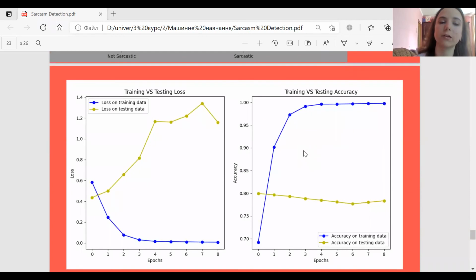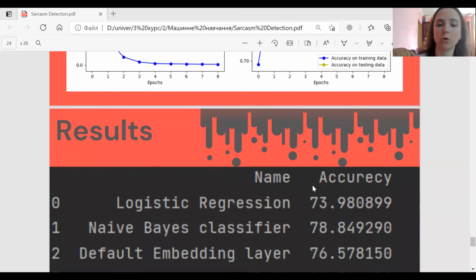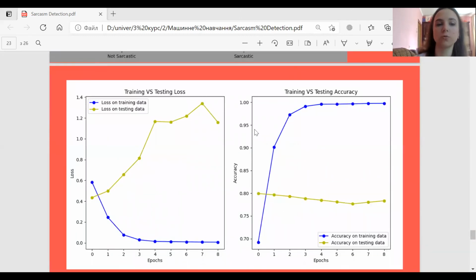And again, the loss on the training data goes lower while training, but goes higher during testing. And the accuracy is way higher on training data, but during the testing it goes lower. So this shows that the model seems to be overfitting on training data, but when performing on testing data, it does not go that well.